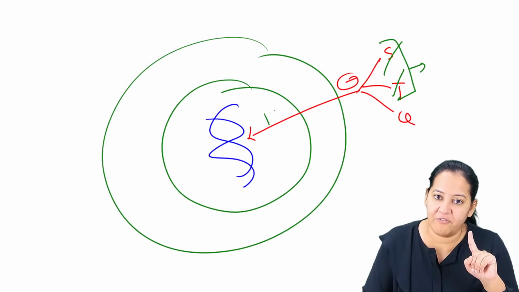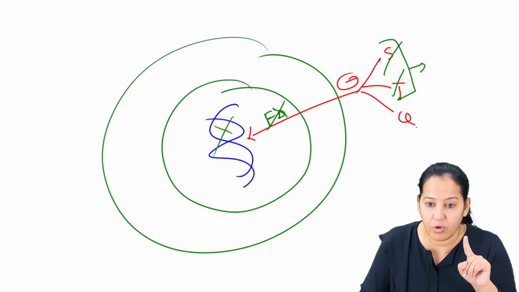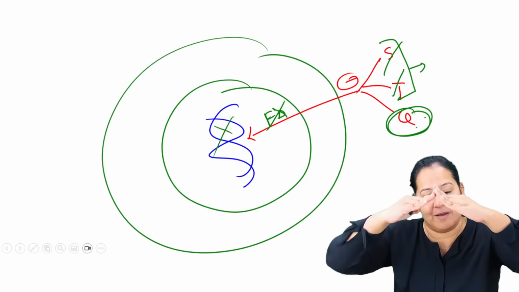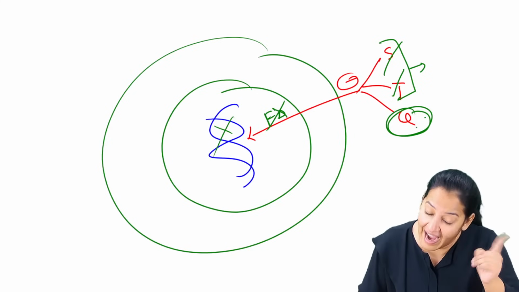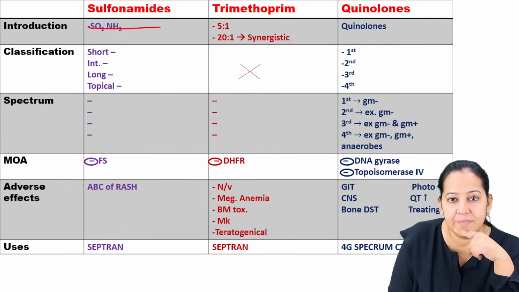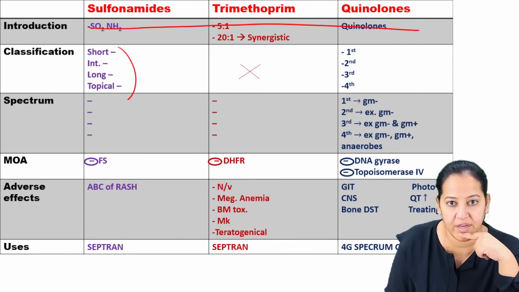They both inhibit the folic acid. No folic acid, no DNA. These are indirect. And fluoroquinolone is a direct inhibitor. It inhibits the unwinding step by inhibiting DNA gyrase or topoisomerase. Now, see. Don't learn the structure. You can skip the structure. Skip it. Classification here, there is no classification.